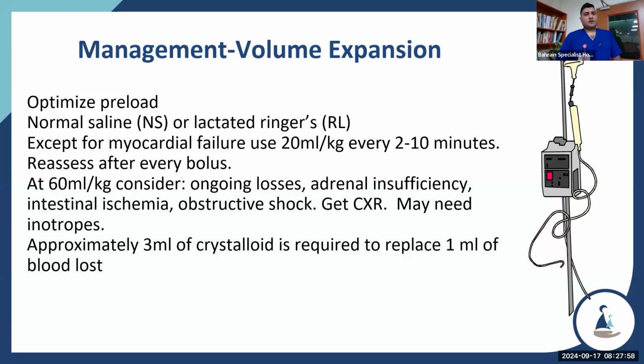For volume expansion, optimize preload with normal saline or lactated Ringer's. Except for myocardial failure, use 20 ml per kg every 2 to 10 minutes. Reassess after every bolus. At 60 ml per kg, consider ongoing losses, adrenal insufficiency, intestinal ischemia, obstructive shock, chest X-ray, and may need inotropes. Approximately 3 ml of crystalloid is required to replace 1 ml of blood lost.